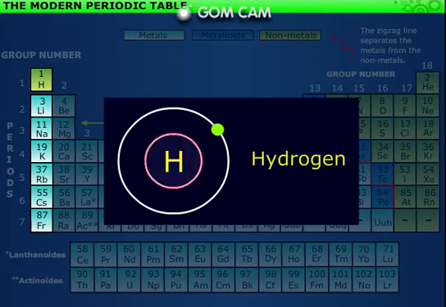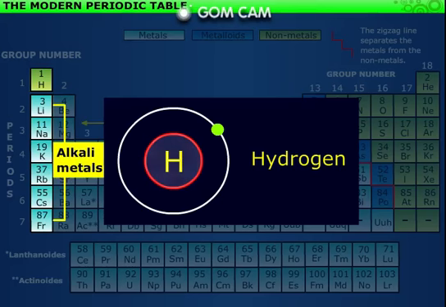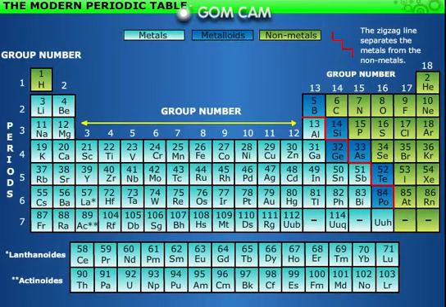Hydrogen is placed on top of group 1, above the alkali metals, because the electronic configuration of hydrogen is similar to those of alkali metals. But, while discussing the alkali metals of group 1, hydrogen is never included, because many properties of hydrogen are different. Now, let us see how elements are arranged in modern periodic table on the basis of their electronic configuration in groups.